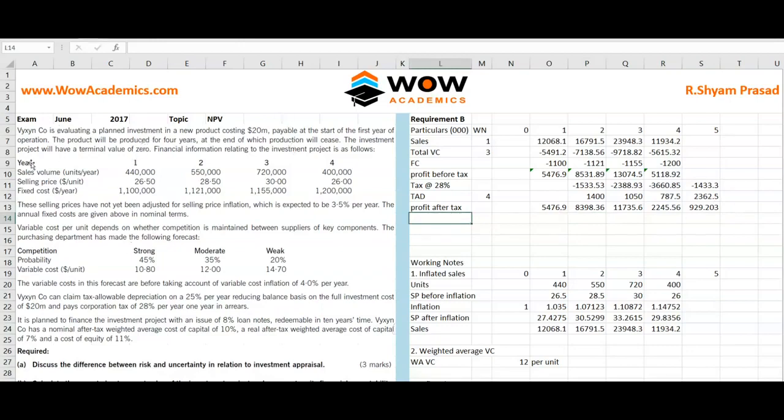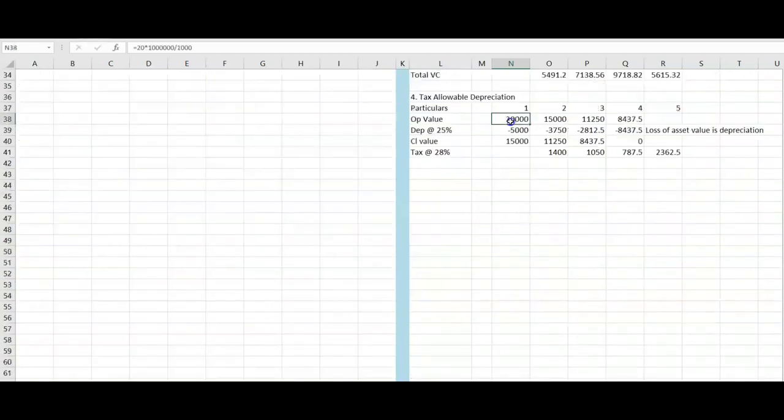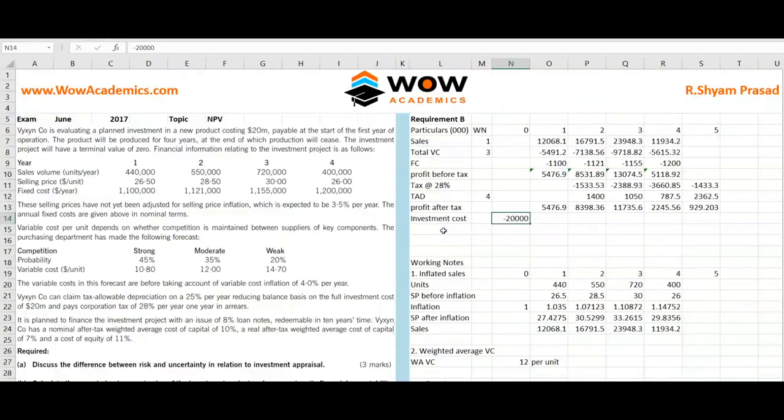So if we go through, we have finished sales, selling price, fixed cost, variable cost, taxable depreciation, tax, and we have only two more elements. The one element is the investment. The investment is 20 million, so we'll take that into consideration. The investment is a cost, so investment cost is a negative cash flow, the cash outflow. So that comes to 20,000. That's what we have calculated in the tax allowable depreciation here. So that is the same 20,000. Now there's no scrap value or working capital.